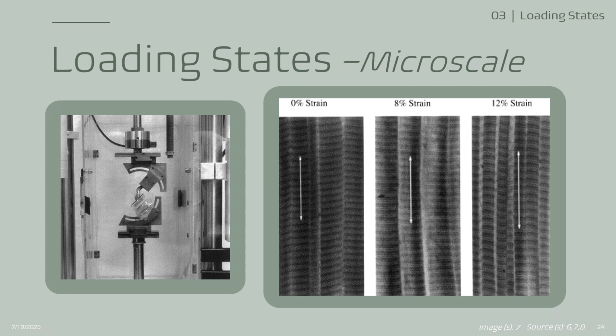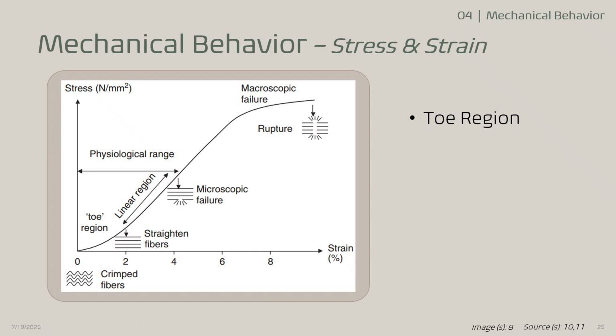Let's begin to look deeper into this relationship between stress and strain. Our stress-strain relationship can be tied to the straightening of crimped collagen fibers. In the toe region, our collagen fibers begin to expand and straighten out. This occurs at about 2% strain. Next, the linear region. This is where our fibers are fully straightened out. This is a normal physiological function region of the stress-strain curve that the EDC experiences.